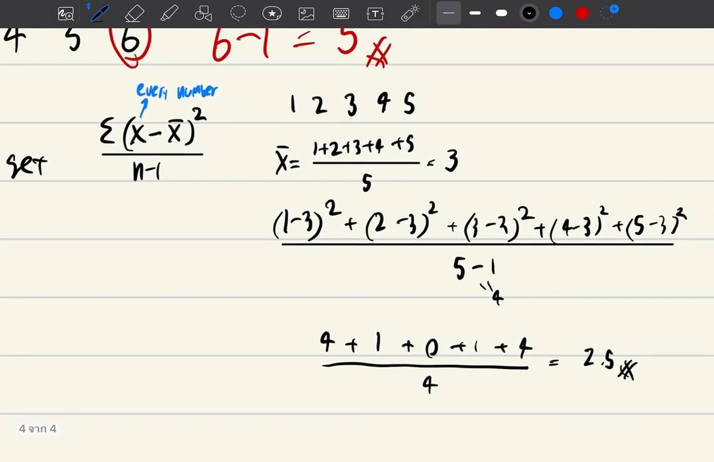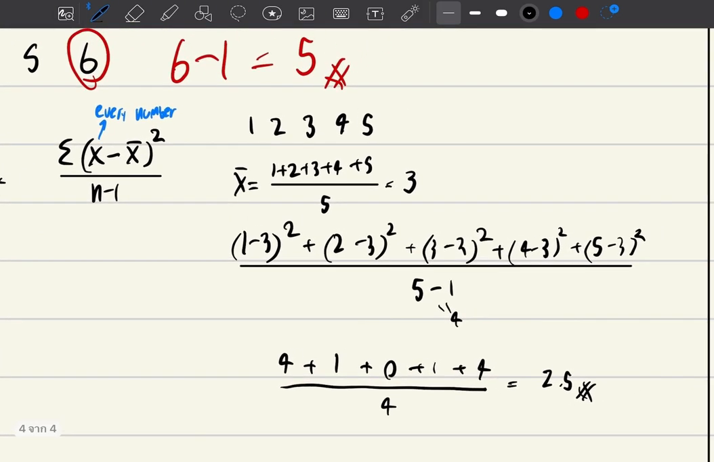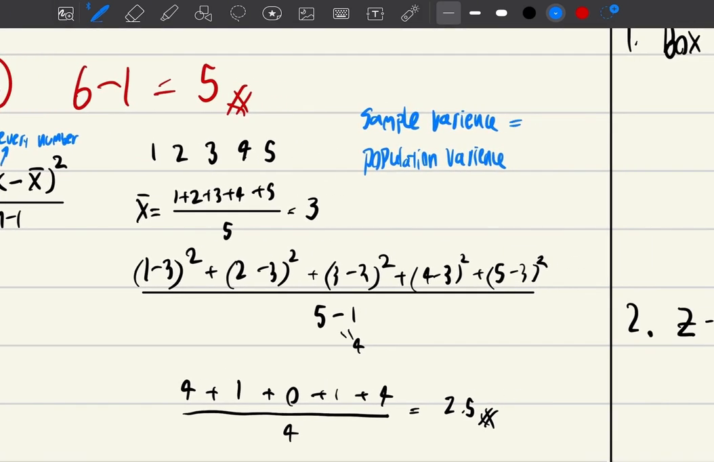But the variance can be written in two ways. This is the sample variance, s squared, and this is the population variance, sigma squared. This one is called sigma. It is the population variance, and this one is the sample variance for the sample, and this is for the population.